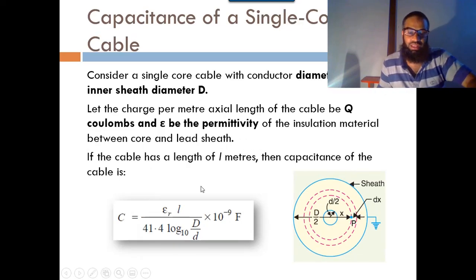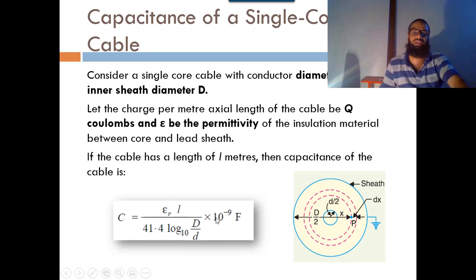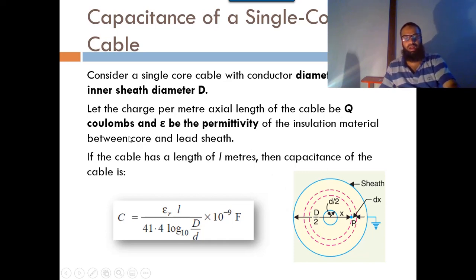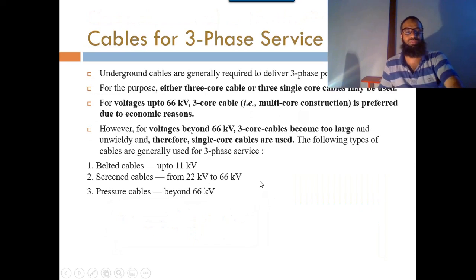The second one is the capacitance in the underground cable. The capacitance formula is C equals epsilon L over 41.4 log D over d, times 10 to the power minus 3, where small d is the inner diameter of the cable, and capital D is the outer diameter of the cable. Q is the coulombs or the charge, and epsilon is the permittivity, while L is the length of the transmission line. So capacitance can be calculated based on this formula.